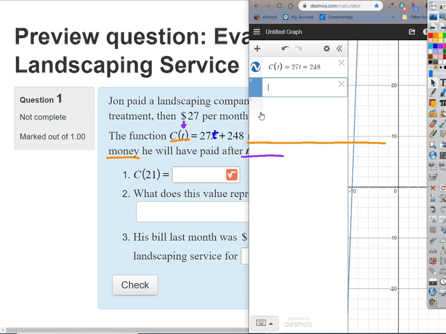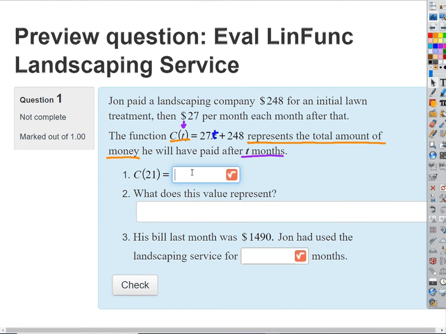Now what do I do? C of 21. I defined the function in Desmos, so I have to tell it what C of t is, and then I can come down to the next line, and Desmos is smart. It knows that if I do C of 21, it's going to tell me what the value is. So it's 815, right? We know right away that this value is 815.